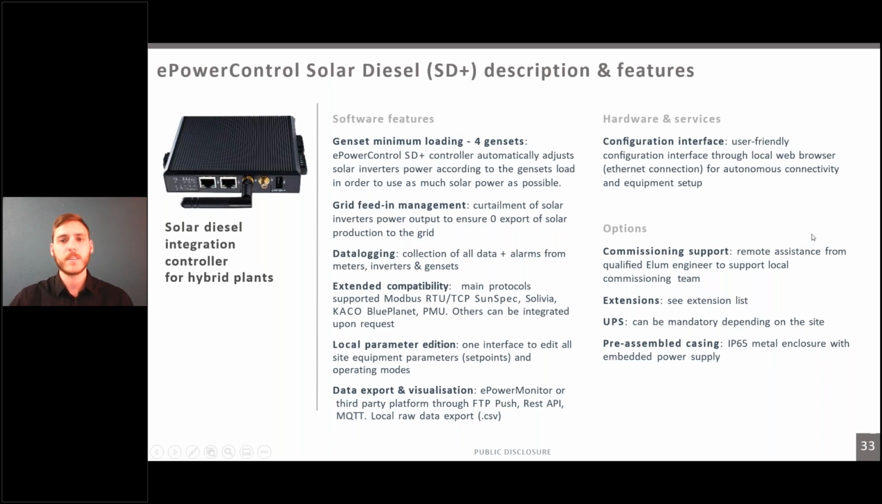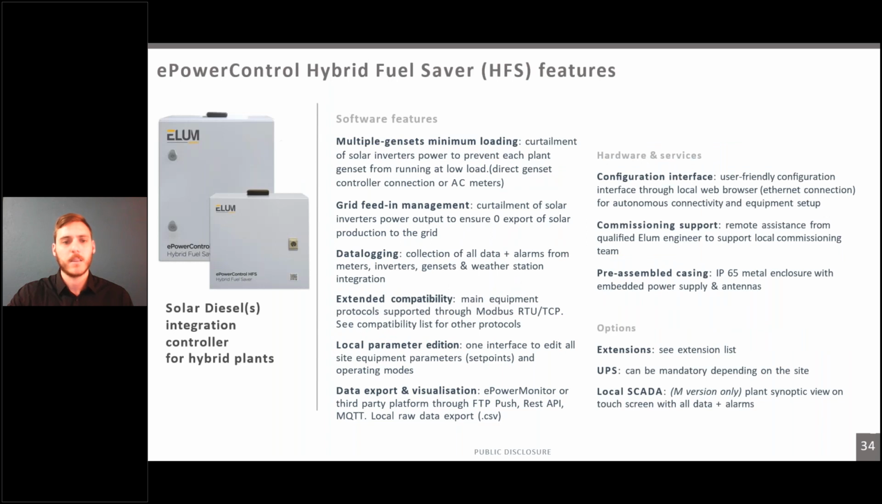With the configuration interface, or the hardware side, we use a user-friendly configuration interface through a local web browser. So you plug your computer into this controller, and it's a user-friendly interface where you can go through the settings and set everything up. This will be with our commissioning support team, so you'd have remote assistance from a qualified ELUM engineer to support your team in installing this device. The HFS, like I've mentioned, is almost the same. We add a metal casing for this controller, so everything is already pre-built for you.